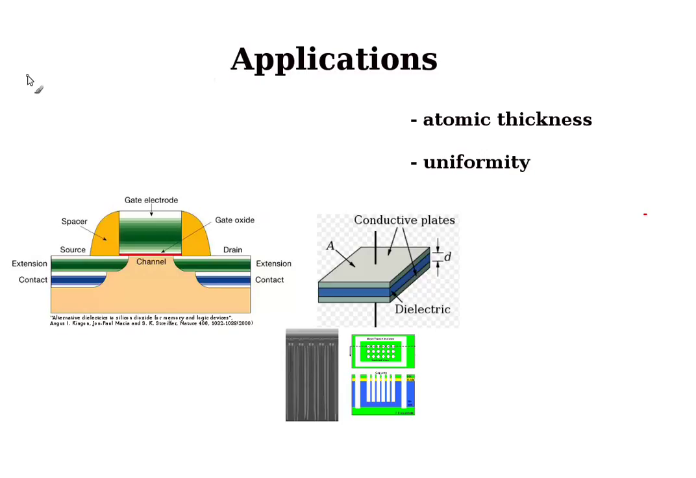Since we're talking about microelectronics here, the first application, of course, is transistors. We can create gate oxides of desired thickness with extremely high atomic precision. And hence, the properties of the transistor can be very well controlled, and it is extremely important when the scale of our devices go down to nanometer scale.